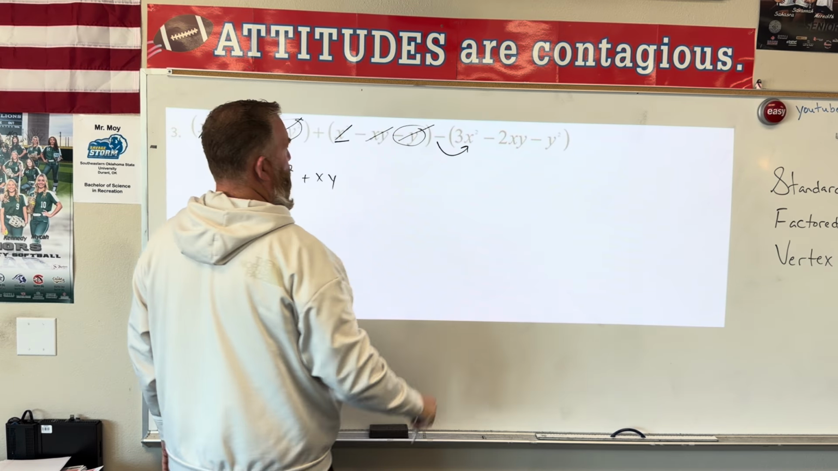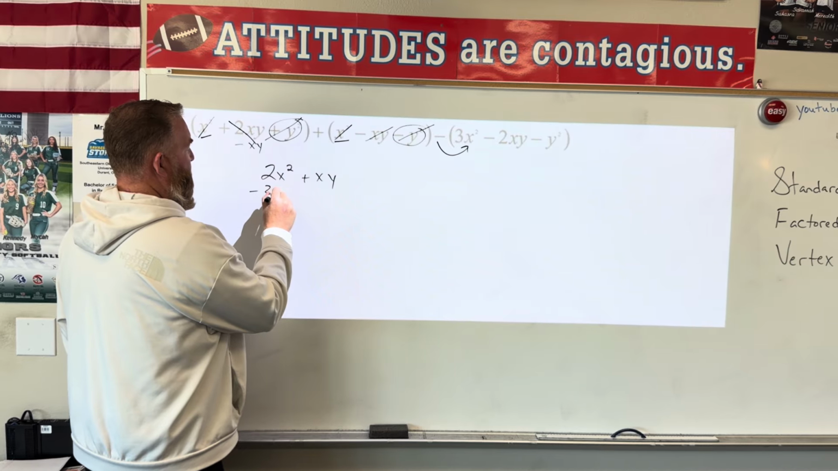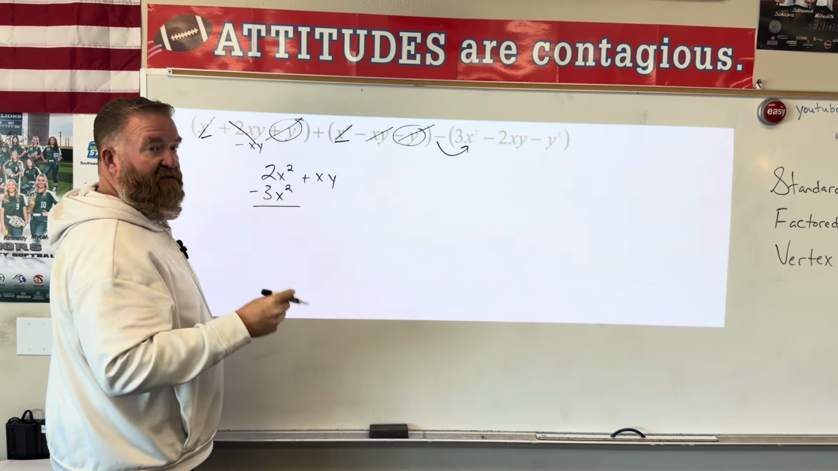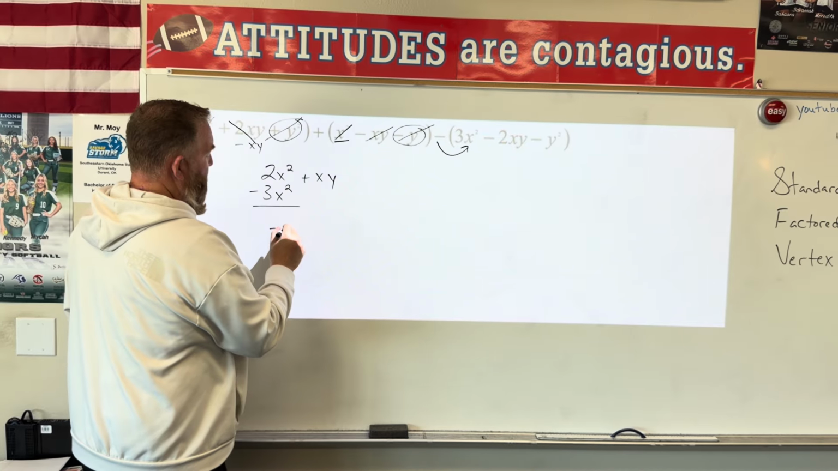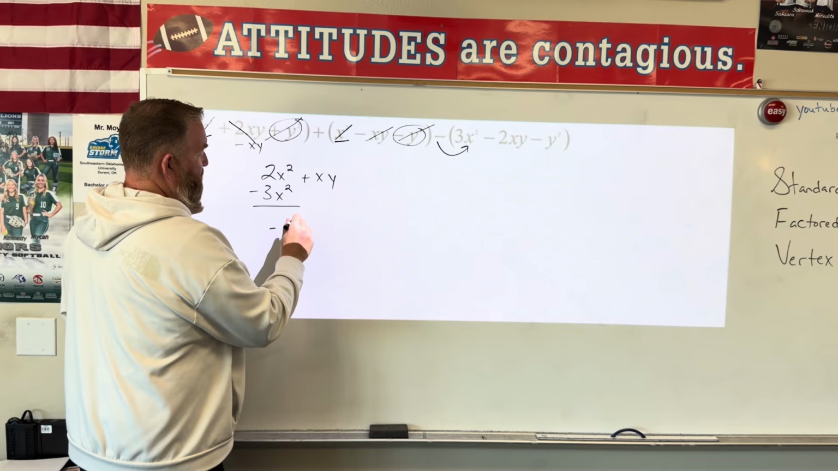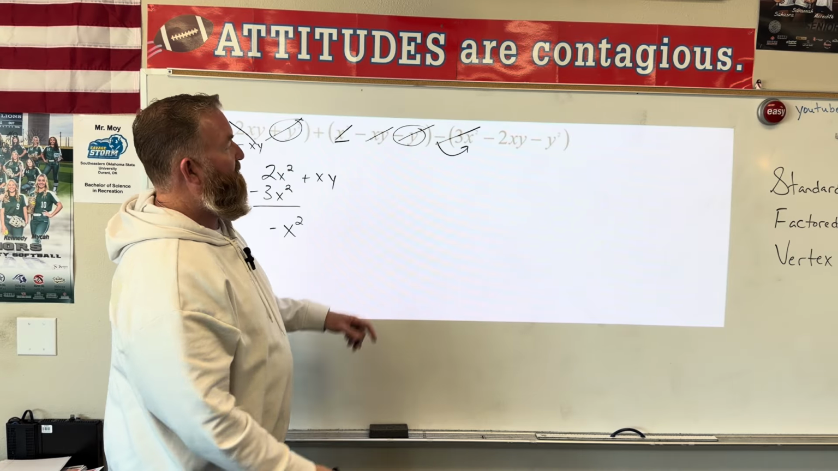Negative, I distribute it. What does it become? Negative 3x squared. So I'm going to put negative 3x squared right here, underneath the other x squared. What is 2 minus 3? Negative 1, or just negative x squared. Yes? So that's done. Okay, then I distribute.